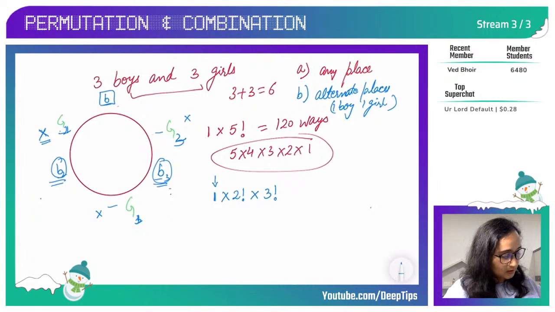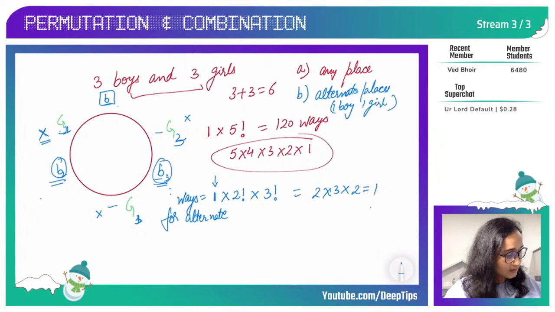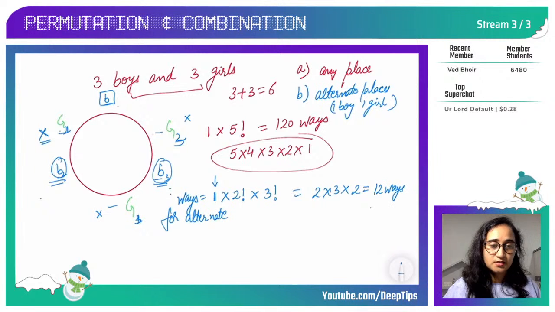So if we solve this, the total ways for alternate placing is 2 into 3 into 2, that is 12 ways. So they can choose the places in 12 ways if they are made to sit in alternate ways. Okay, so this is the second case in this scenario.